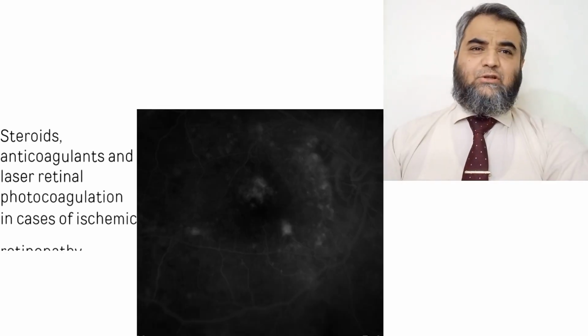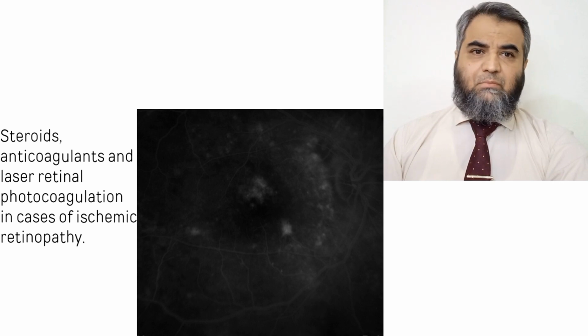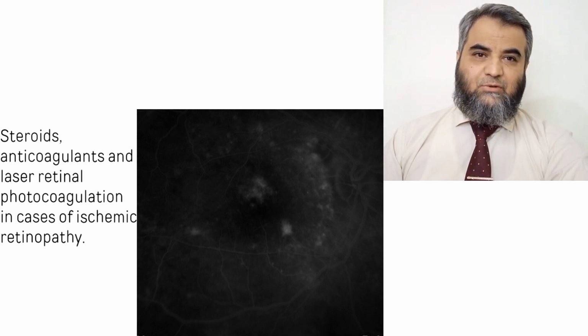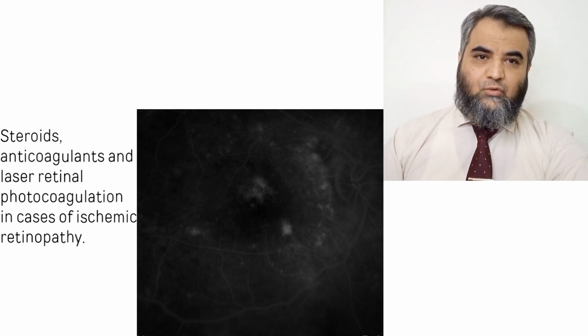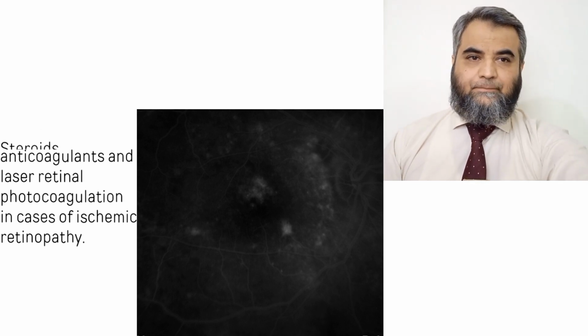Talking particularly about lupus retinopathy, multiple treatments can be used. For example, systemic steroids can be used, and anticoagulants have their own role. But as it is an ischemic retinopathy, different areas of ischemia develop. We know whenever there is ischemia, there is a chance of developing new vascularization and hemorrhages, so laser photocoagulation has a role in its treatment.